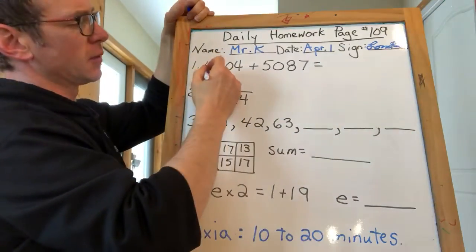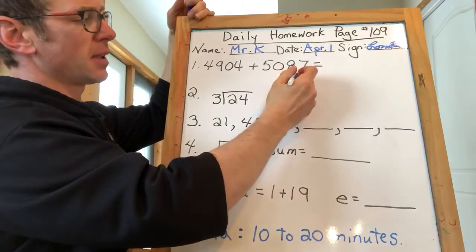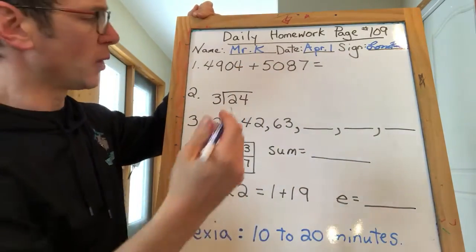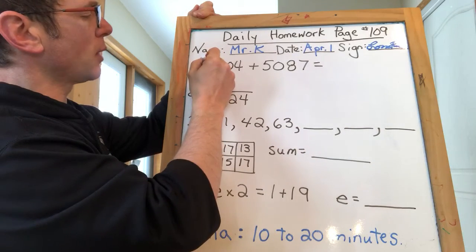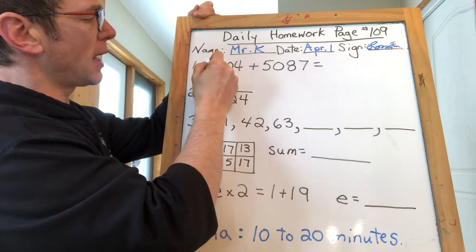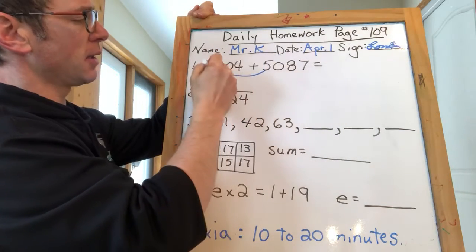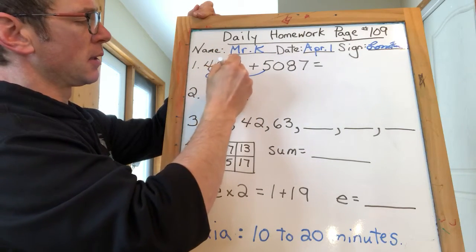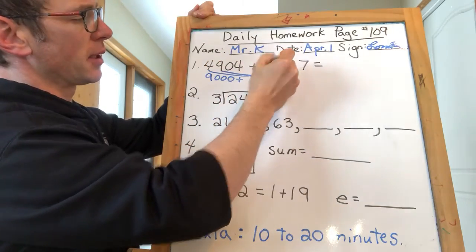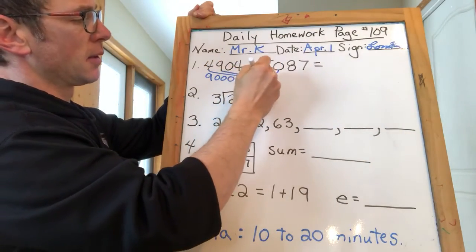All right, our first question is 4,904 plus 5,087. We've talked about lots of different ways to do these kind of adding questions. I'm going to show you one that we talked about. One way that we can look at it is look at our place values and match them up. So we have 4,000 here and 5,000 here. That makes 9,000. Then we have 900 here and 0 here, so that makes 900.